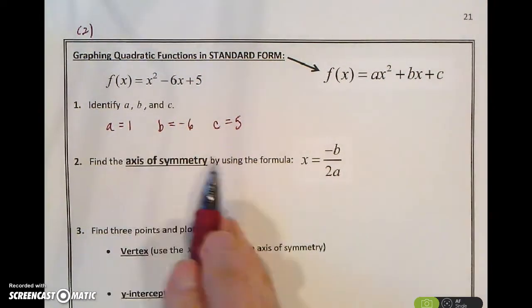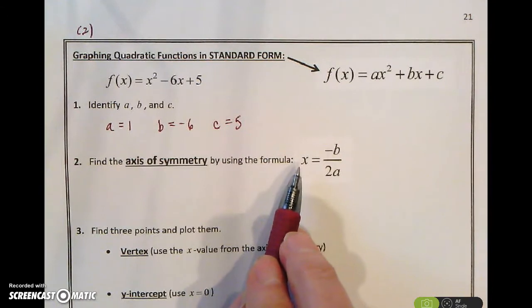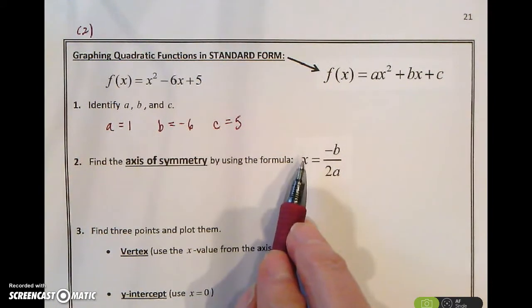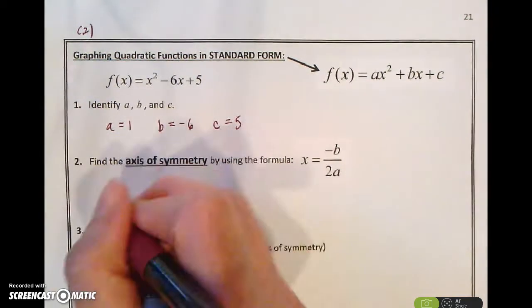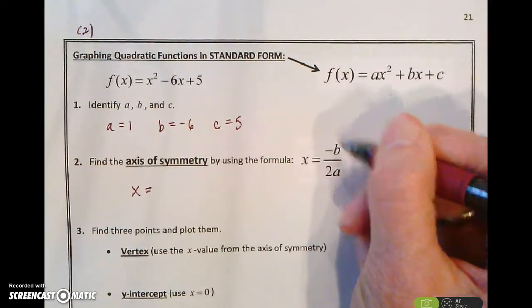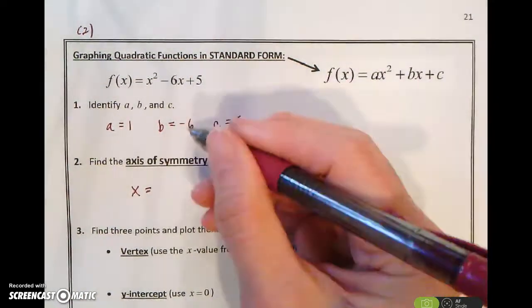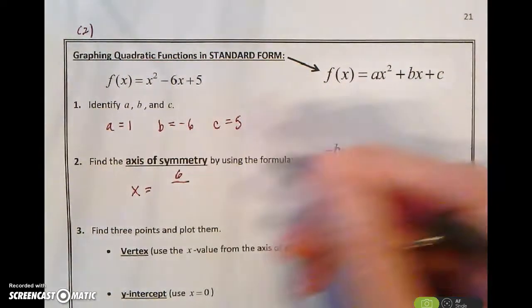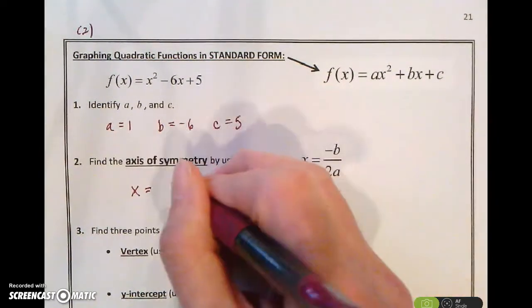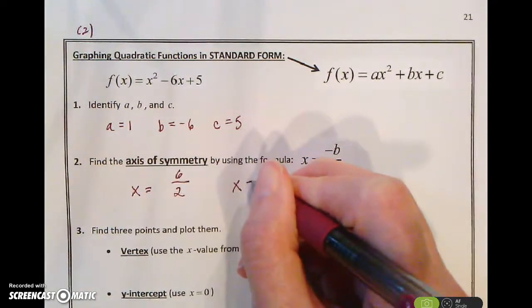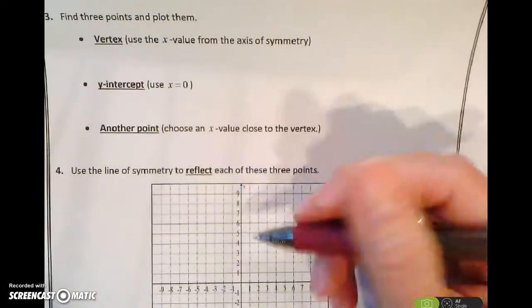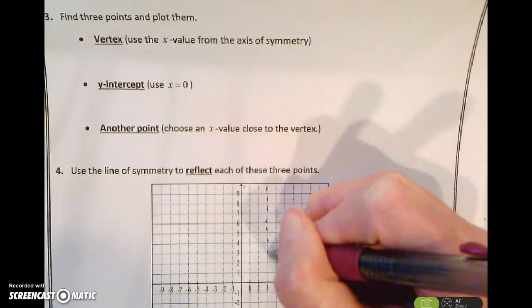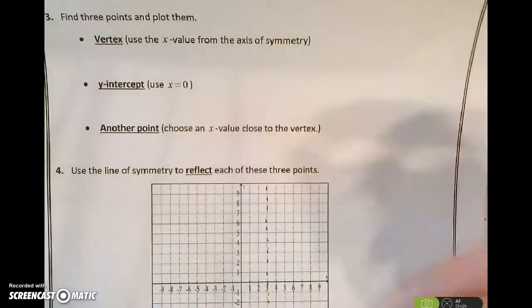Now the axis of symmetry, we can use this formula that x is equal to -b over 2a. So this is our vertical line, and this is what it's going to be equal to. For this particular example, x is equal to the opposite of b, which is +6, over 2 times a. So 2 times 1 is 2. So x is equal to 3. So we know that our axis of symmetry is going to go through 3. I'm just going to dot that line right here. We can put the axis of symmetry in first.